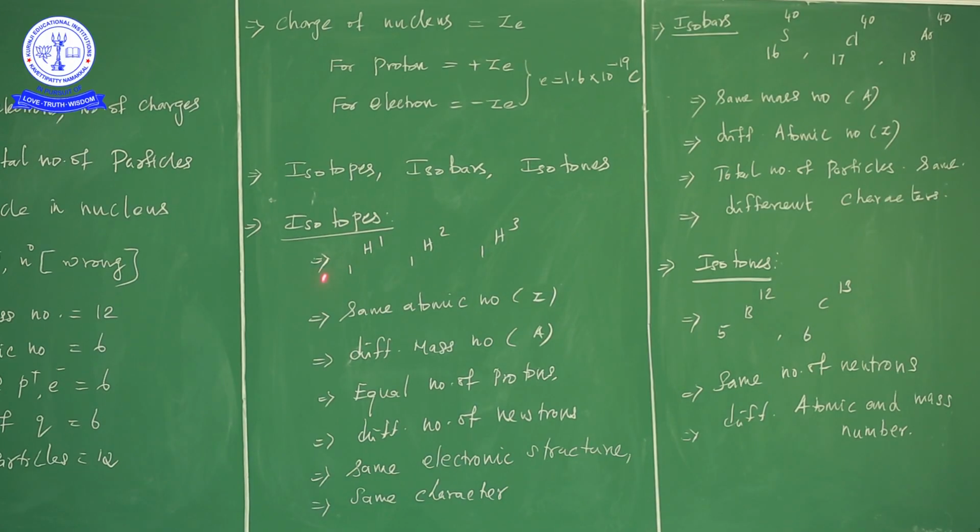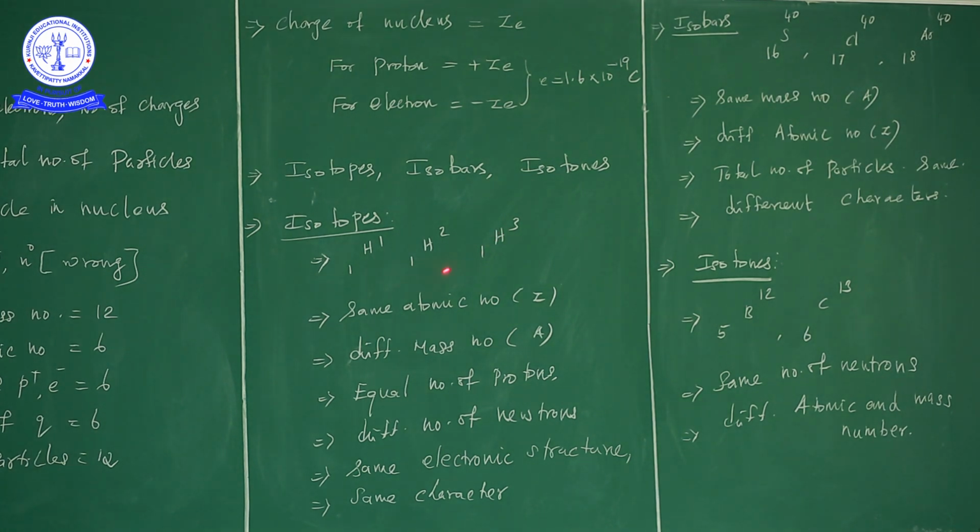For isotopes, the atomic number is the same, which means they have an equal number of protons. For 1H1 the number of protons is 1, for 1H2 it is 1, and for 1H3 it is 1. The major difference between these isotopes is that they have an equal number of protons but a different number of neutrons. So the atomic number is the same, but the mass number is different.